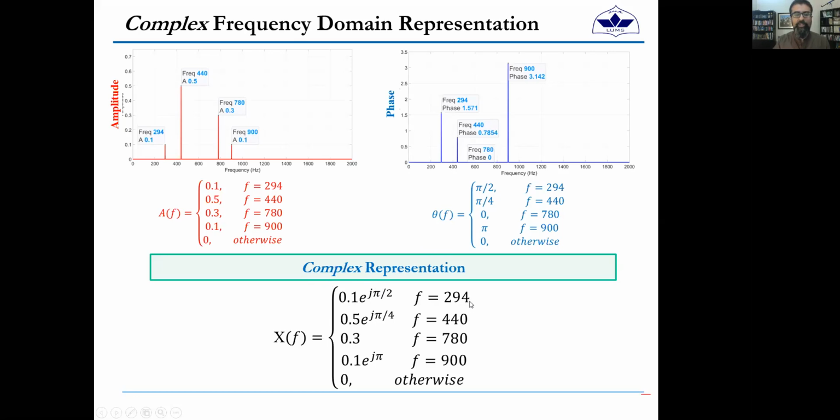So at f equals 294, which is 294 hertz, the signal has an amplitude of 0.1 and a phase of pi by 2. And this is a very nice single line representation of what the phase is and what the amplitude is. For 294 hertz, for 440 hertz, the amplitude is 0.5, the phase is pi by 4.